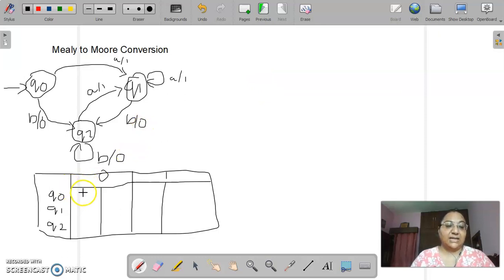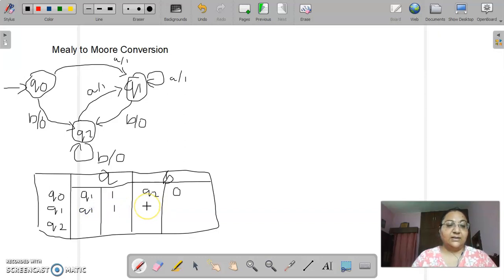So for Q0 state, the inputs are A and B. For an input of A, we go to Q1 and the output is 1. Then for an input of B, we move to Q2 and the output is 0. Then for an input of A, on Q1, we remain in Q1 and the output is 1.